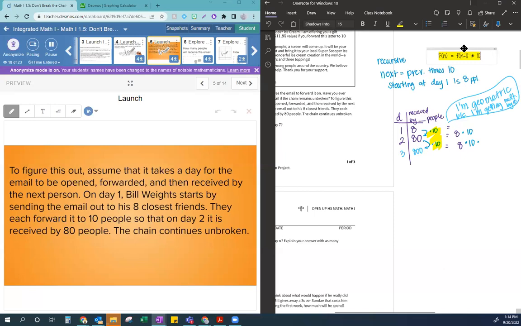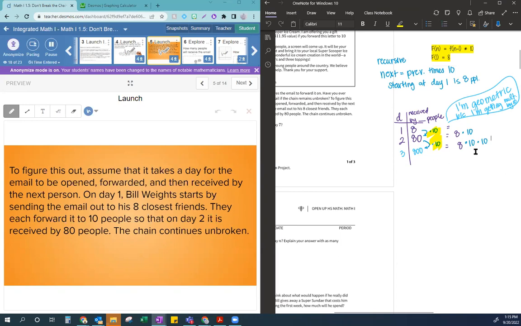Okay, so that's number 1. But then I also need my starting point. So I say f of 1 is equal to 8. Okay. Perfect. Does that make sense? So there's your recursive. This is your recursive in words. And now I want to build the geometric.